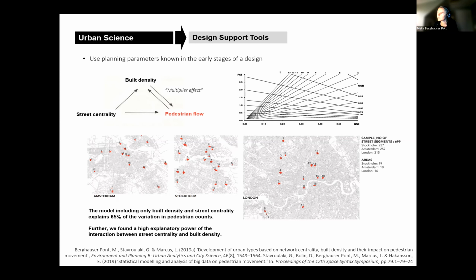We had 19 areas in Stockholm, 227 different street segments. In Amsterdam, 80 neighborhoods, in London, 60 neighborhoods, and did pedestrian counts, and then correlated that to aspects of built density and street centrality, and found that we could explain 65% of the variations in pedestrian counts in these almost 60 different neighborhoods and almost 1,000 streets, which is kind of amazing. With actually very few data, you can explain so much. But we wanted to go further.